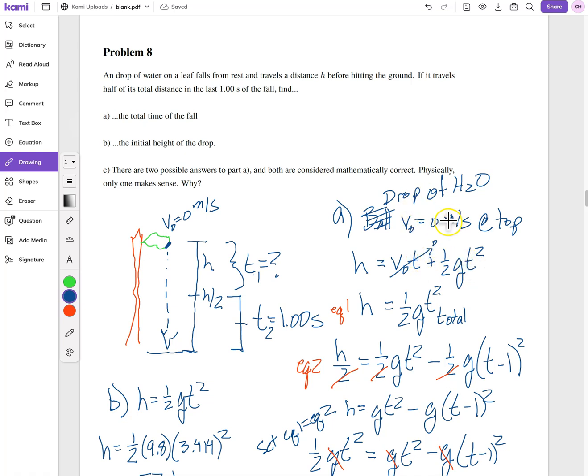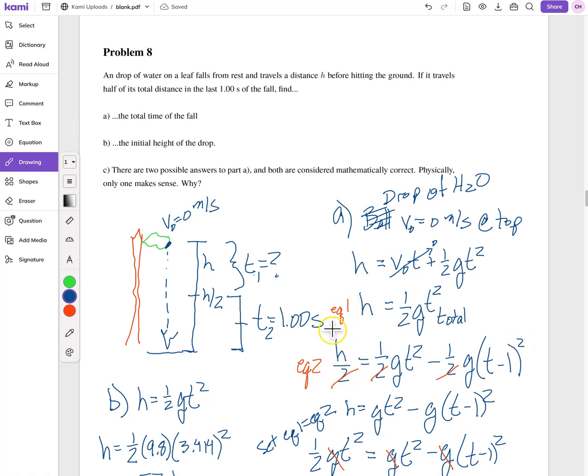Well, we said our original velocity is 0, so now we can use equation 1, and we get rid of this term, so we just have 1/2 of gravity times time squared total. Equation 2 will be for this little bit of time down here. So for height number 2, it's 1/2 gravity times the total time minus 1 second, squared.